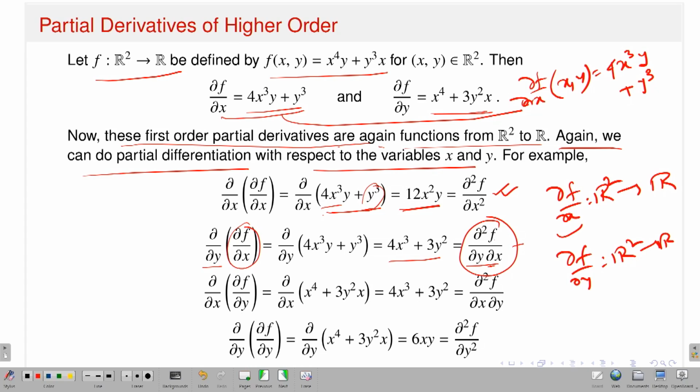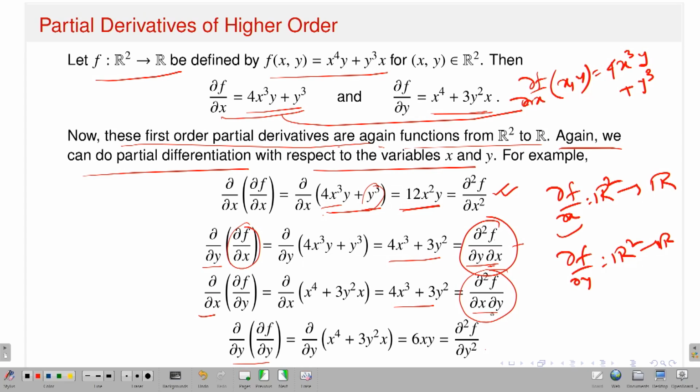Similarly, del f del y is also a function from R2 to R. Therefore, I can compute the partial derivative of del f del y with respect to the x variable and with respect to the y variable. If you calculate with respect to the x variable, I denote it as del 2f del x del y, and with respect to y, this is del 2f del y square. The only thing you should remember is that whenever I use this kind of notation, in the denominator you have del y del x or del x del y.